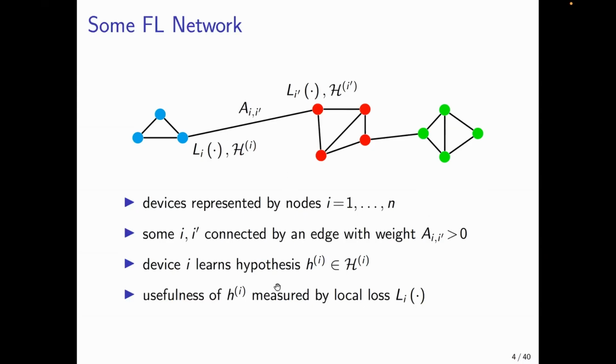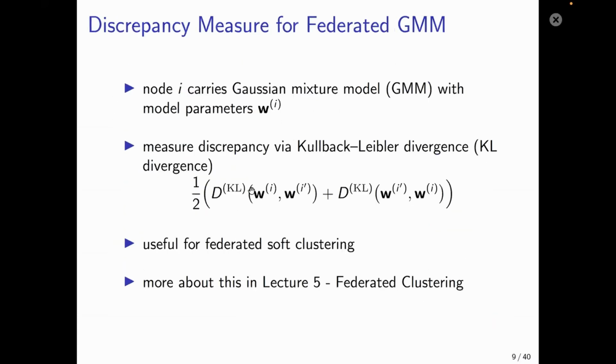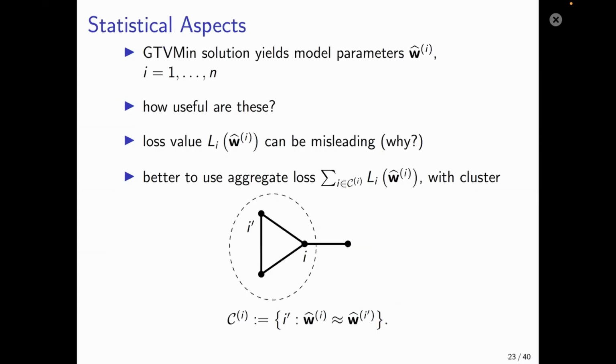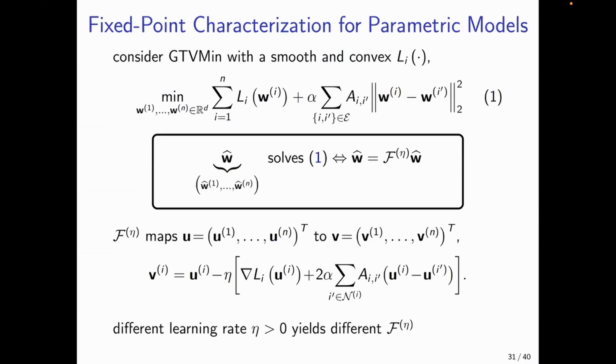Then another question: is page 31 an example of using gradient descent for squared L2 norm? Page 31, let me find it. Yes, this is a special case of GTV-min when we use smooth and convex local loss functions. For example, like in linear least squares regression, squared error loss is smooth and convex, and we use the squared Euclidean norm for the discrepancy measures.